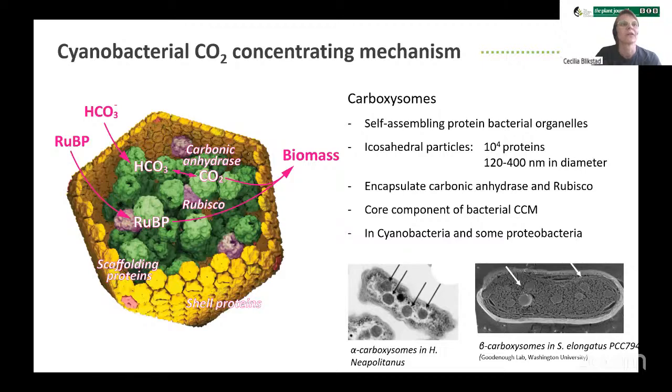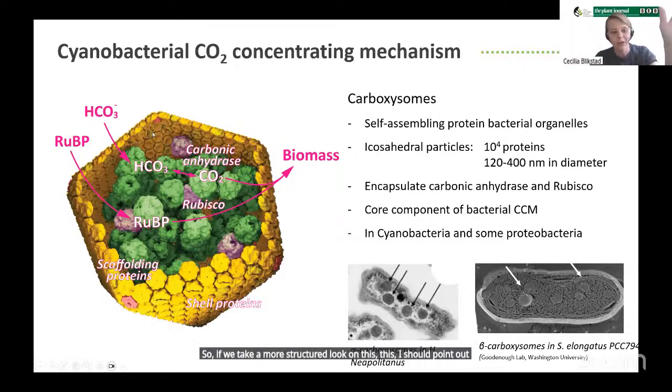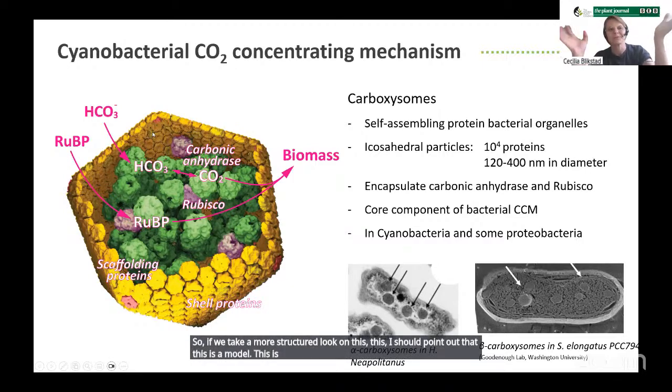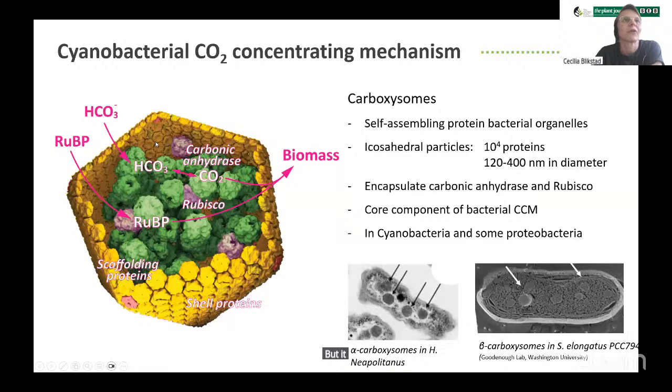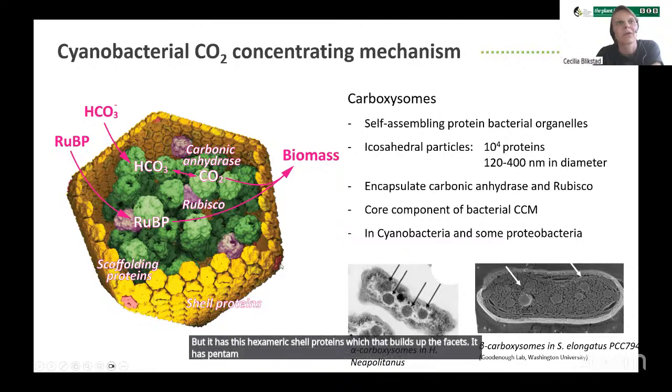So if we take a more structural look at this, I should point out that this is a model. We haven't solved exactly how they look. This is a model that is just built. But it has these hexameric shell proteins, which build up the facets. It has pentameric shell proteins, which cap the corners, and then it's filled with rubisco and carbonic anhydrase.